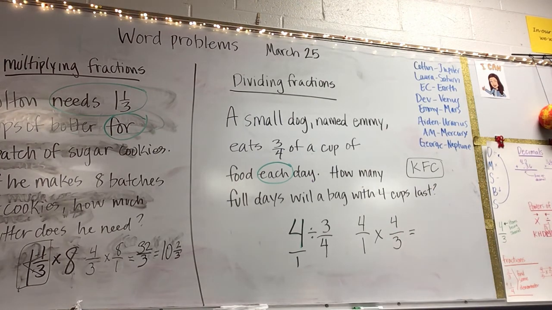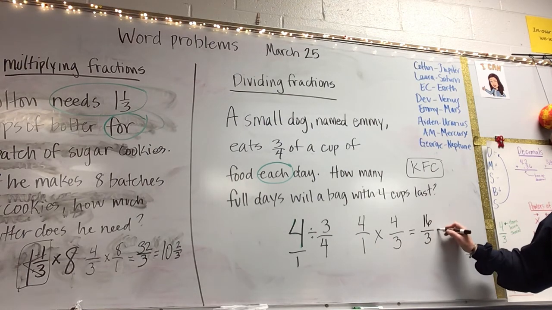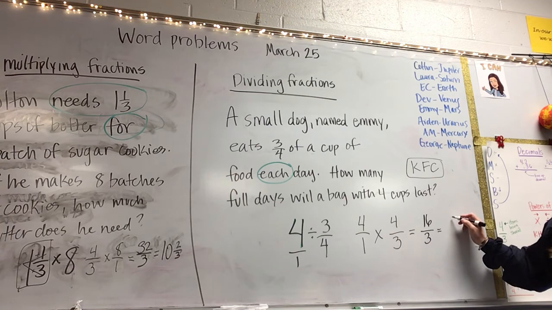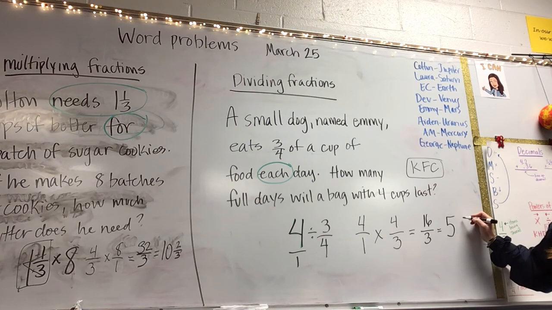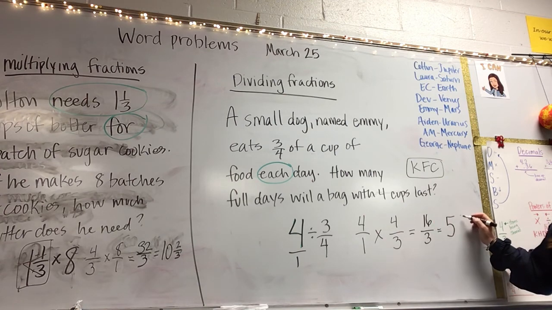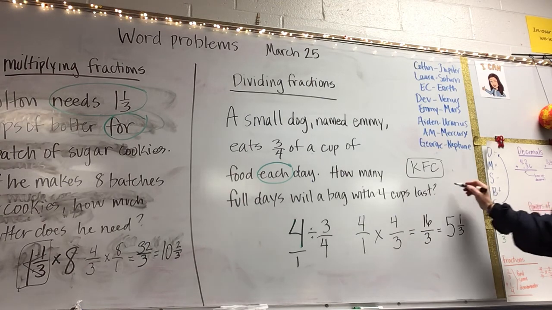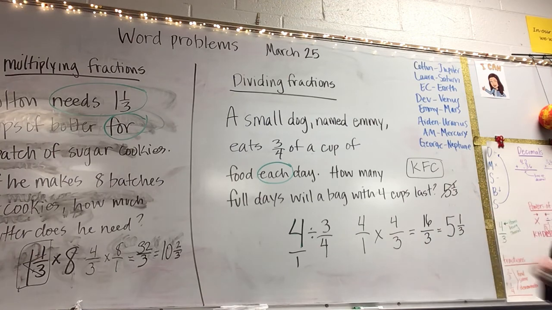So my answer is what, Alex? 16 over 3. Which is? 5. 3 times 5 is 15, with how many left? 1/3. Okay. That's the answer after dividing, but is that my answer? Do I go up here and put it in 5 1/3? No, because it didn't ask me that, right?